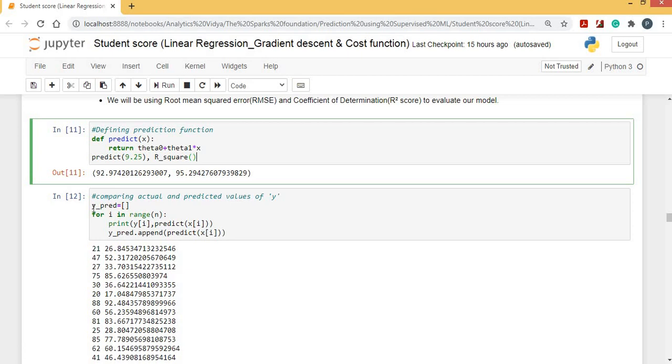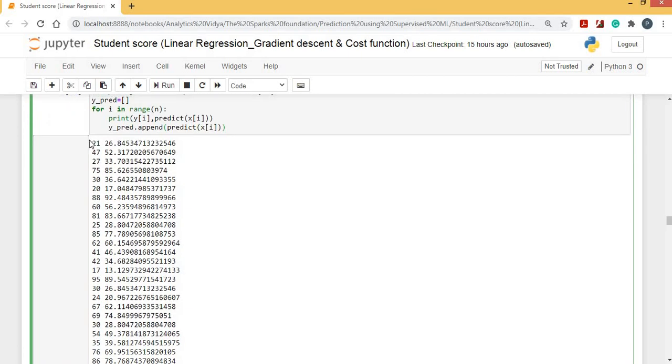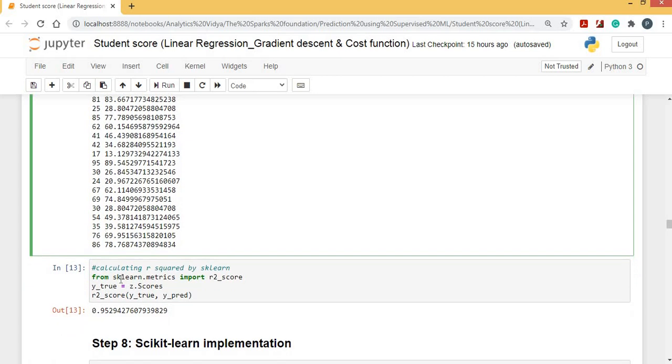I've also mentioned the predicted values over here. So this is the actual y, this is the predicted y. As you can see, the values are very near, guys. So 21 to 26, a deviation of 5 only, 30, 36, right? And by sklearn also we can calculate the R square, which is also 95.29. So we are getting the same value.